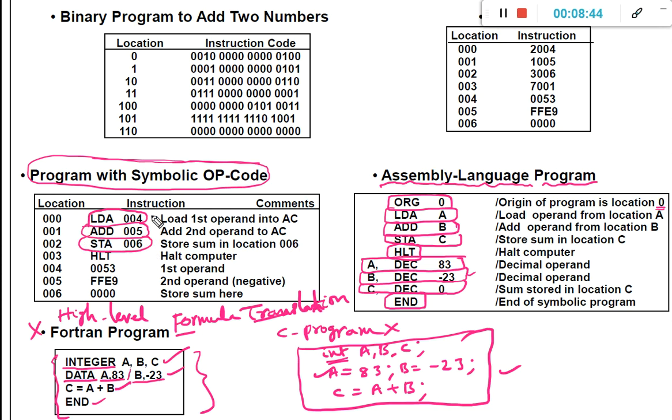Now we need to know what are the contents of location 004, 005, 006. In 004 you can see the value 53 is there, which is equivalent to the first operand. Similarly, in case of 005, FFE9 is there, which is nothing but the 2's complement of the negative number minus 23. So we already know how to represent minus 23 in 2's complement.